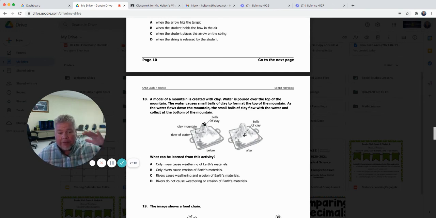As a river flows along the side of the bank of the river, it's going to weather it, right? It's going to break it down. And as that dirt that it pulls off the side of the river gets into the water, then it's going to be eroded. It's going to carry that dirt, right? So rivers cause weathering and erosion of the Earth's materials. This example wants you to see that if you're pouring water over this, it's breaking apart some of the clay on the top of the little mountain that you made, and then it washed down the mountain with the water. So that's weathering and erosion. So this one is letter C. Kind of a silly example, but I guess you can understand that.